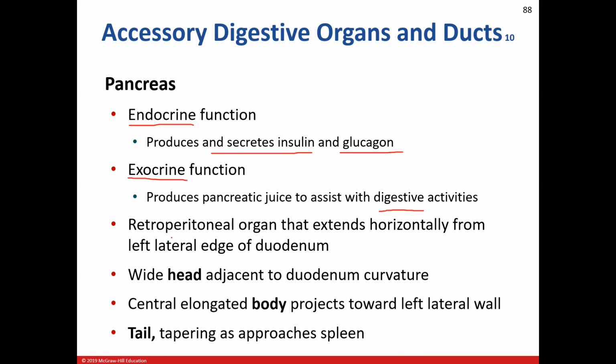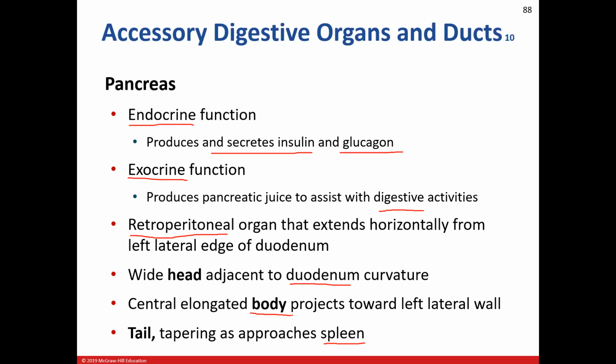First, know that the pancreas is retroperitoneal, so it's pretty far back in the abdomen. Again, it's nestled in between the duodenum and the spleen. So the head of the pancreas is going to be adjacent to the duodenum, whereas the tail is going to be adjacent to the spleen. And as it starts to taper down from the head to the tail, we refer to that region of the pancreas as the body.